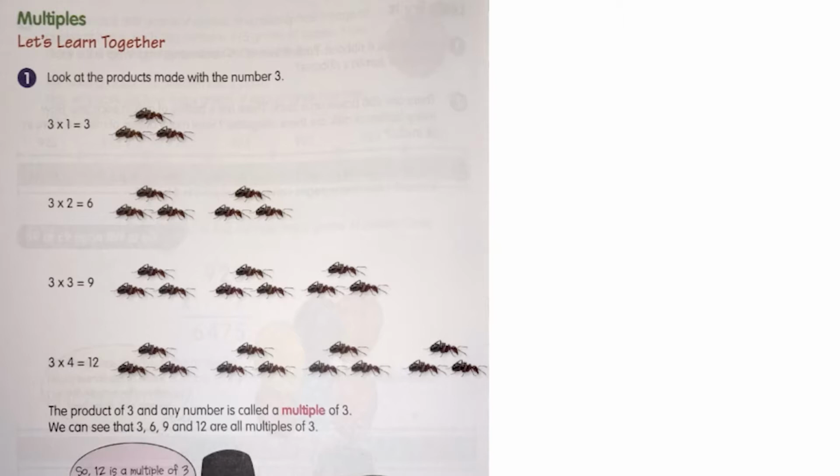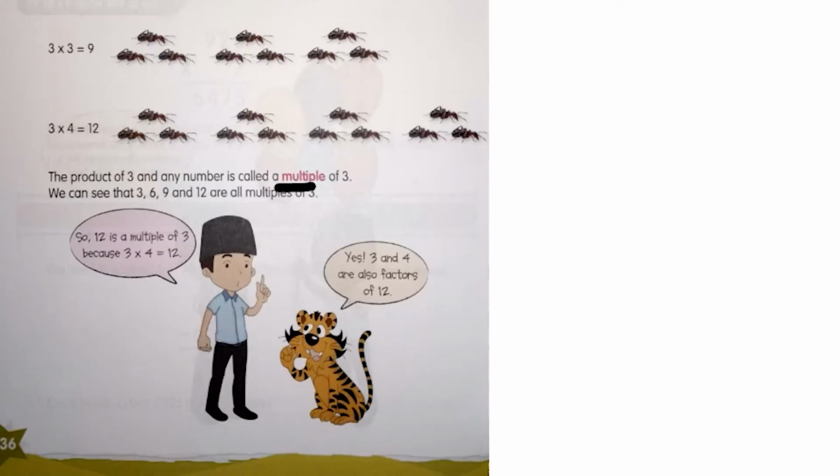Okay, this is 3 times 1 equals 3, 3 times 2 equals 6, 3 times 3 equals 9, and 3 times 4 equals 12. The product of 3 and any number is called a multiple of 3. We can see that 3, 6, 9, and 12 are all multiples of 3. So, 3, 6, 9, and 12 are the products of 3.